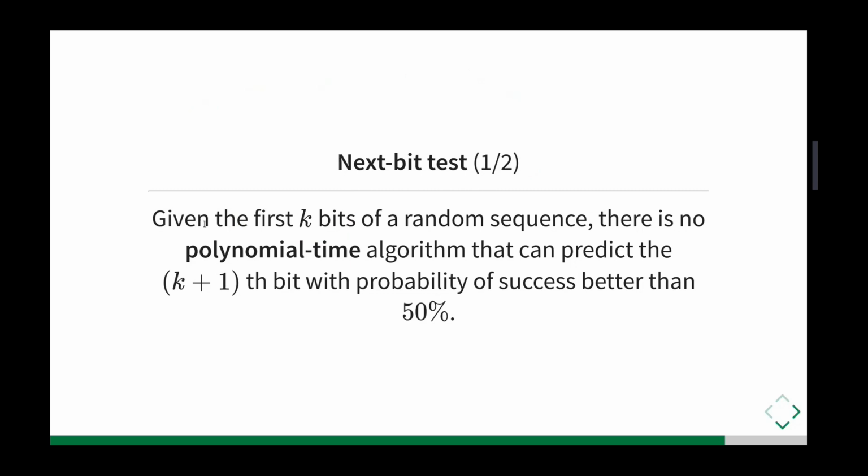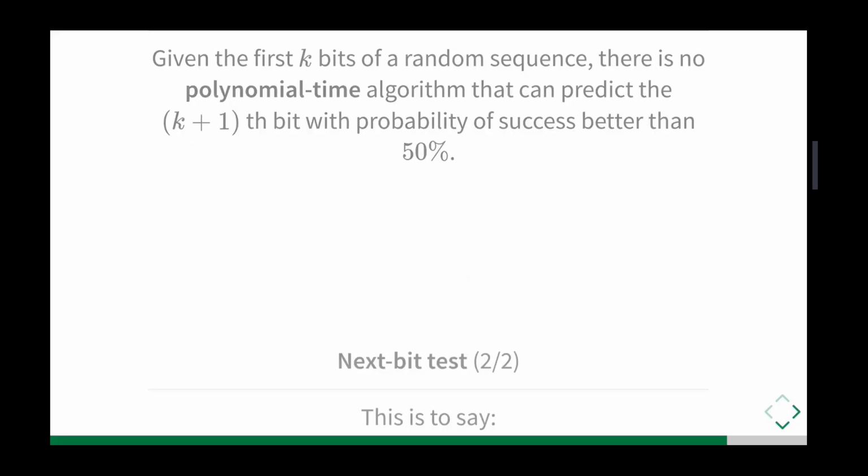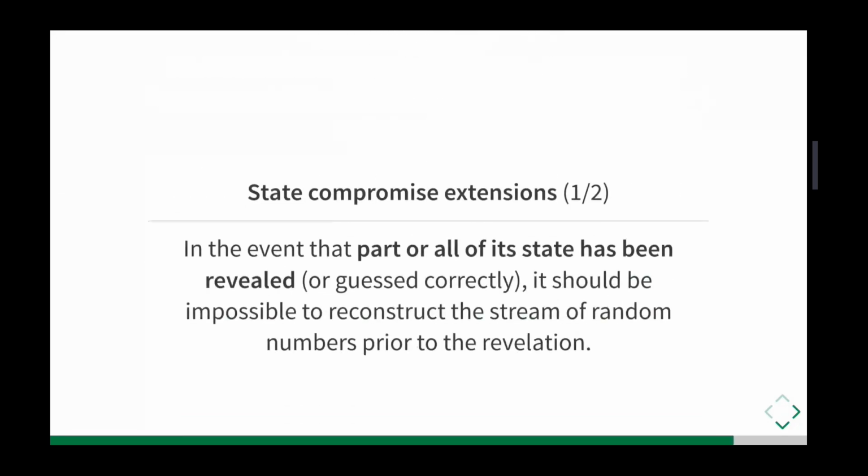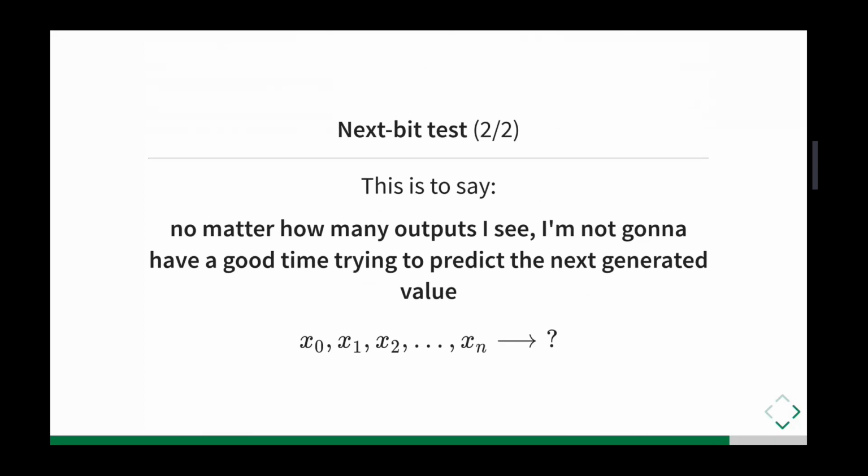For example, the Mersenne Twister fails this test because after 624 outputs, which is roughly 9,000 bits, so there are a lot, but it works, I am able to 100% predict the next value. With a secure generator, no matter how many outputs I see, I'm not going to have a good time predicting the next generated value. If I can, I broke cryptography, I become rich, and it's hard. So it shouldn't be possible. Of course, these are all research questions.